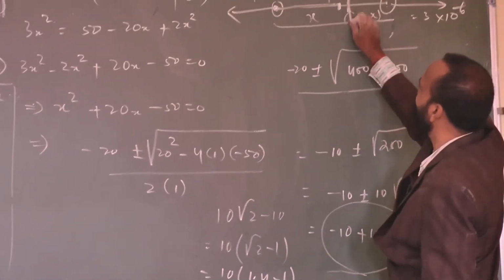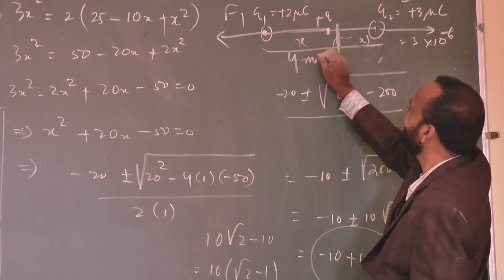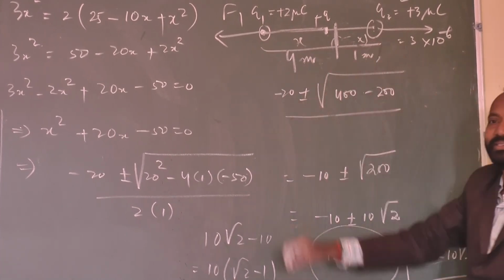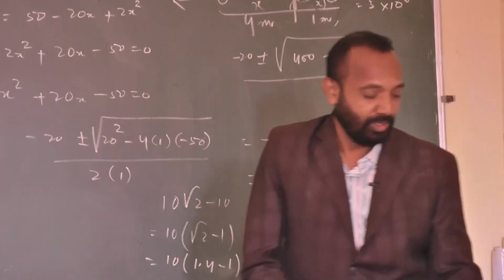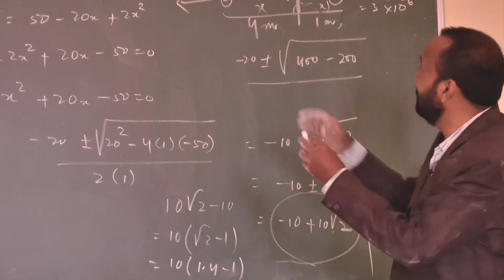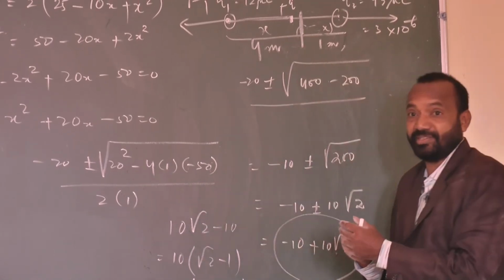So I have to keep this position here. This 4 meter is x, and 1 meter is 5 minus x. Accordingly, you have to calculate. So this type of problem you have to practice.